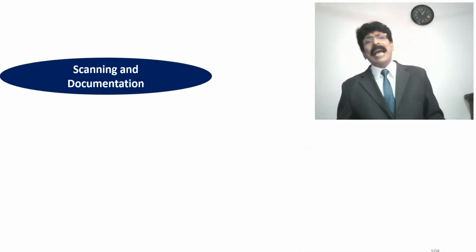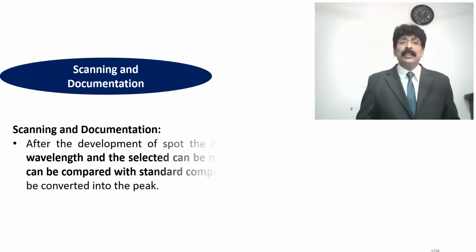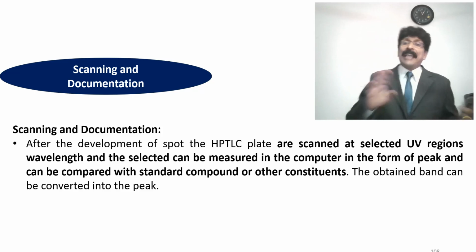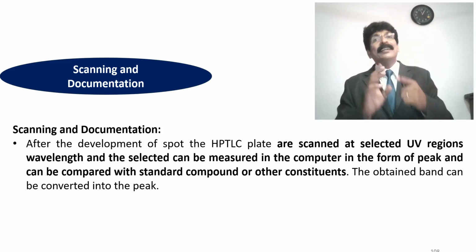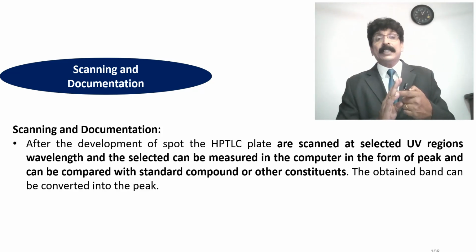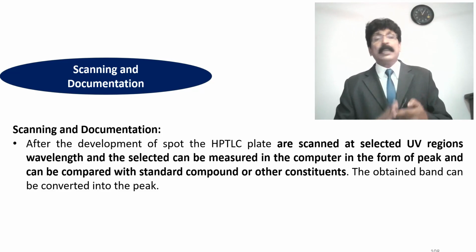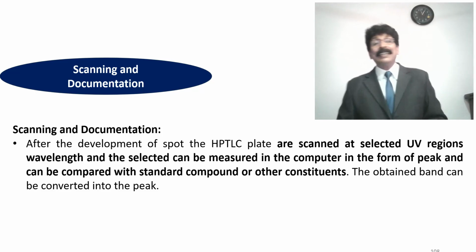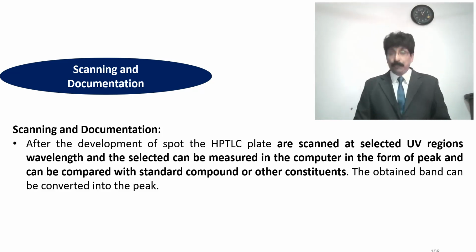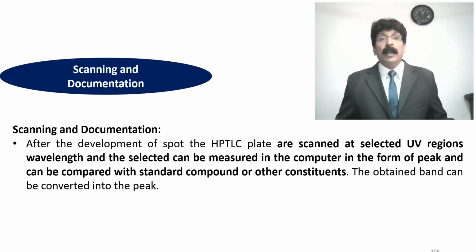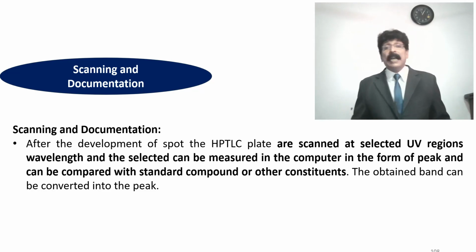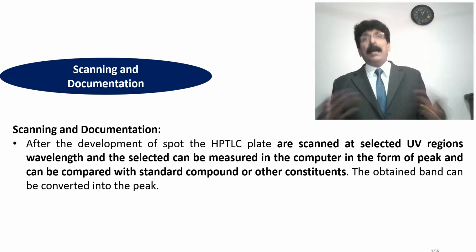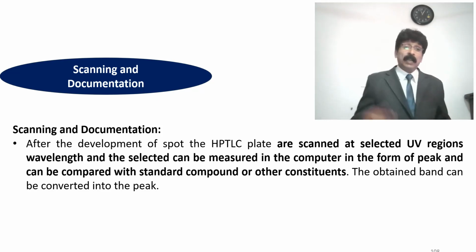Next one is scanning and documentation, in which we know that after the development of the spot, HPTLC plates are scanned at a selected UV region. That means usually 254 nanometer and 366 nanometer are used, and the selected region can be measured in the computer in the form of a peak and can be compared with the standard compound and other constituents. The obtained bands can be converted into peaks.